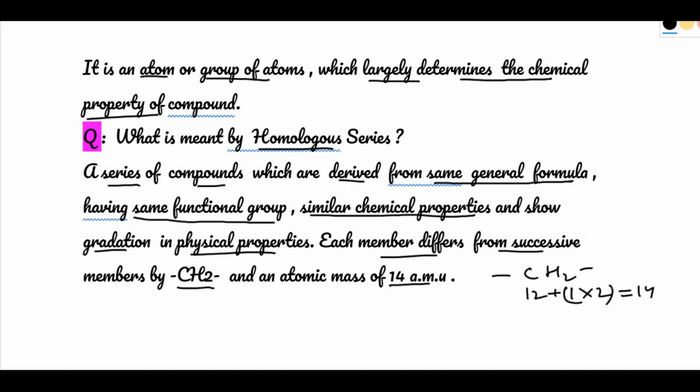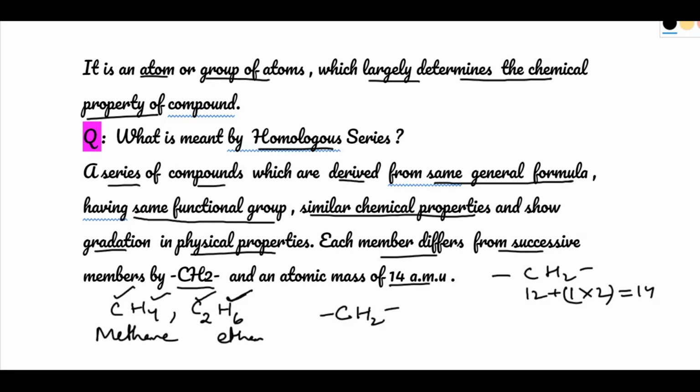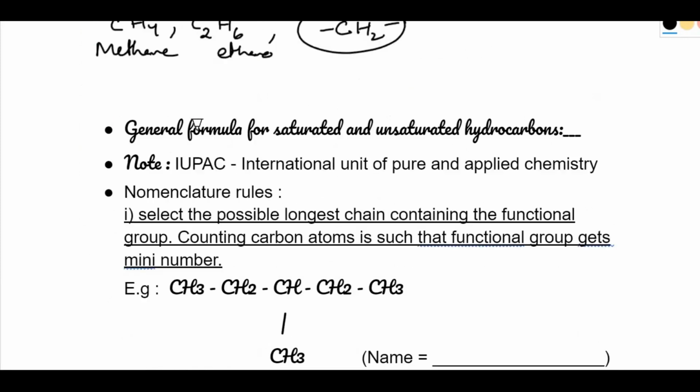For example, in alkanes, the first member is CH4, the second member is C2H6. So what is the difference? C2 minus C, and H6 minus H4. H6 minus H4 is H2. So this is methane and this one is ethane. The same difference will be there with the next compound and ethane, meaning propane minus ethane is also CH2. And every successive compound will have an atomic mass variation of 14 atomic mass units.